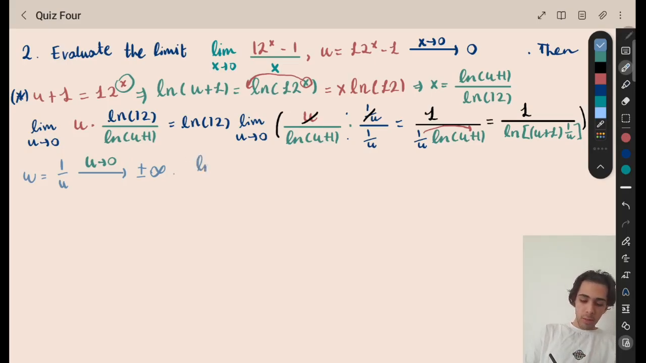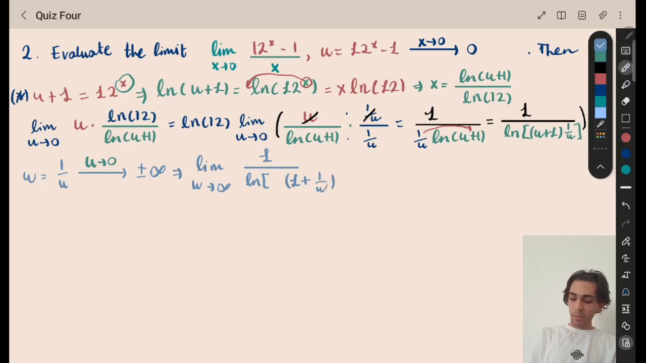And then this is a limit as w goes to infinity of the following. We had 1 over ln of (u plus 1). u is 1 over w, because w is 1 over u, so 1 over w, all right, 1 plus 1 over w. And this is 1 over u, so this is just simply w.